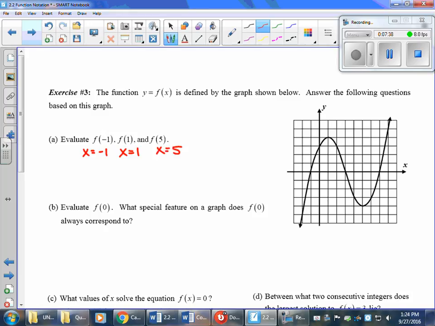Now on a graph, x is equal to negative 1 is going to be, here's my negative 1. So if you think about x being negative 1, we can think about that being a vertical line right here. So where is x equal to negative 1? It hits the graph at this point right here. So when x is negative 1, y is equal to 0.